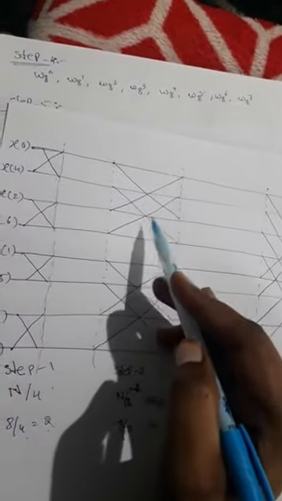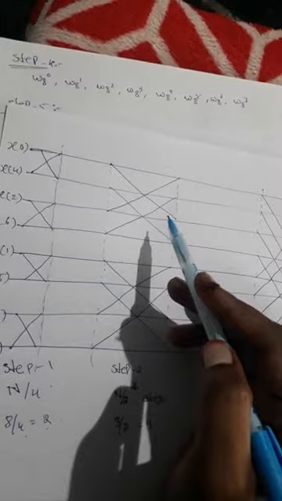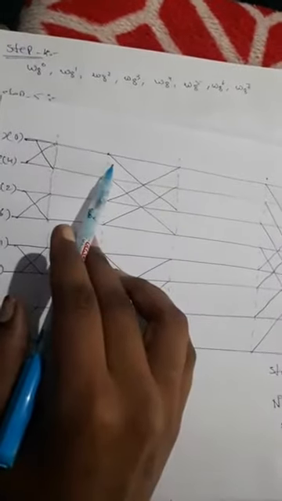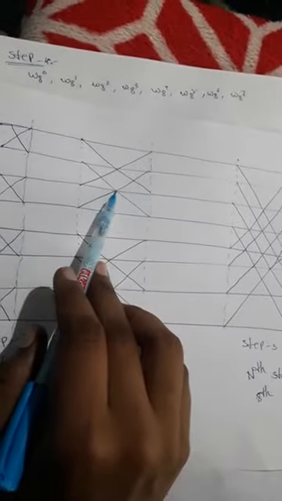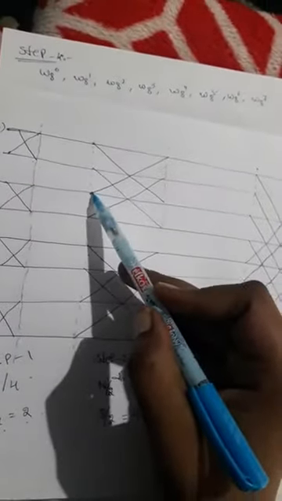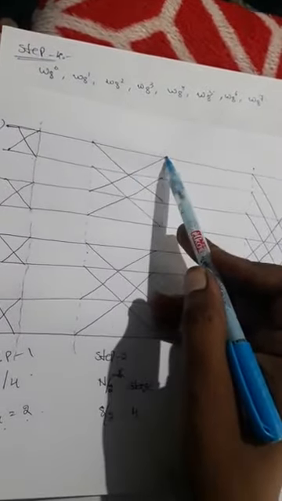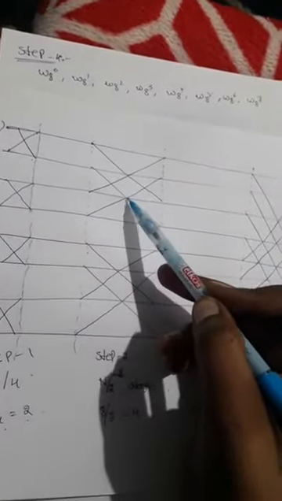So the butterflies will have a difference of 1. Here the first one and the next one are connected, and the second one is connected to this. Similarly, this one will be connected to the next. The difference is 1 now. These two have a difference of 1, and this will be connected.